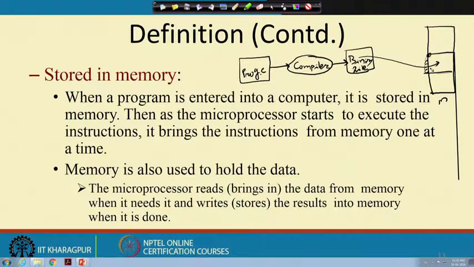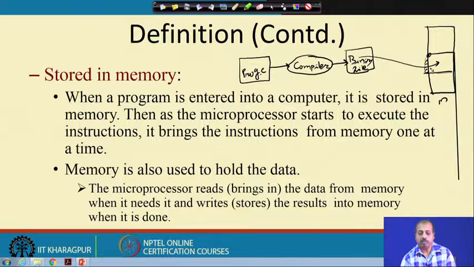For example, if you are doing a filtering operation, then the filter coefficients are to be stored. The filter signal values come from the outside, but these coefficients need to be stored. So, the coefficients are stored in memory. That way we can have some data stored in the memory, that is, the microprocessor will read in that data from memory, and after doing the operation, it will write the result onto some memory location.